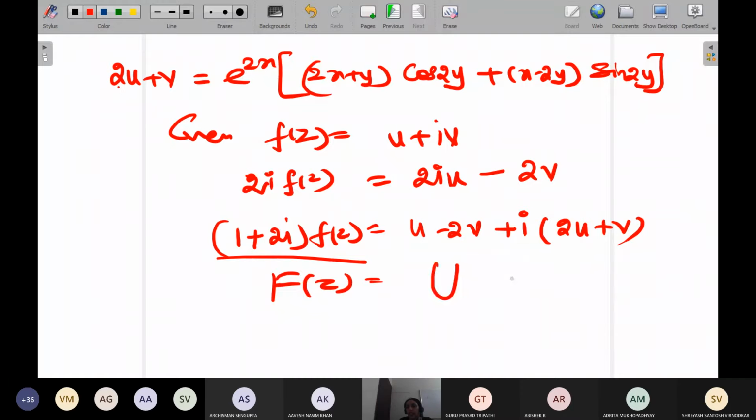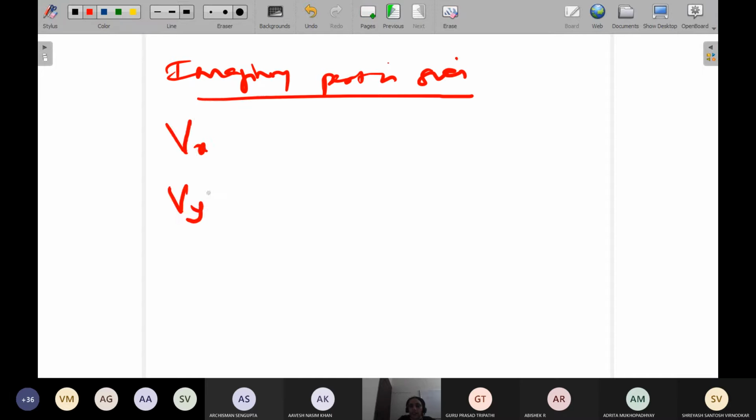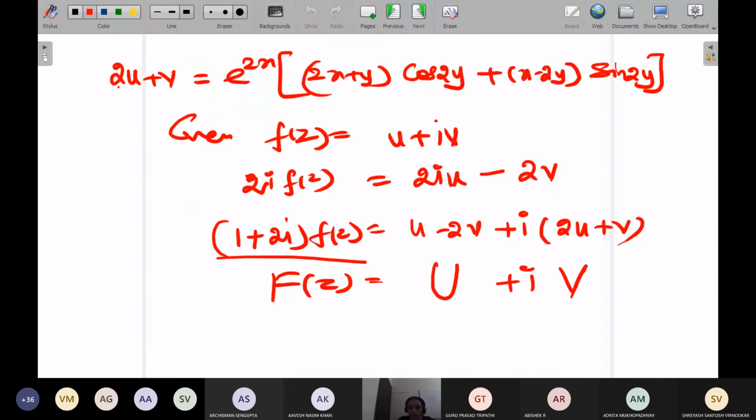This I can take as capital U and this as capital V. Now what is given? V is given in the problem. The imaginary part is given. So whenever the imaginary part is given, we have to find Vx and Vy. So we will find Vx. What will be my Vx?